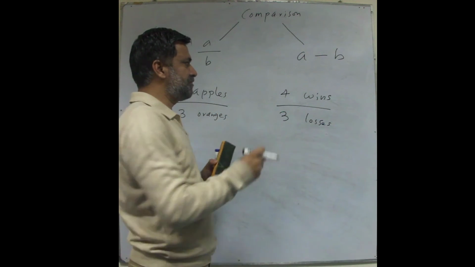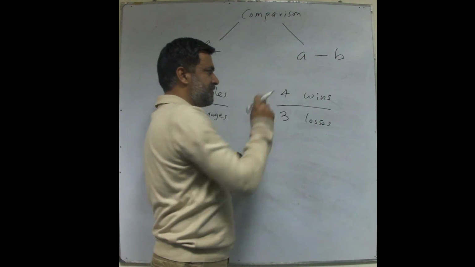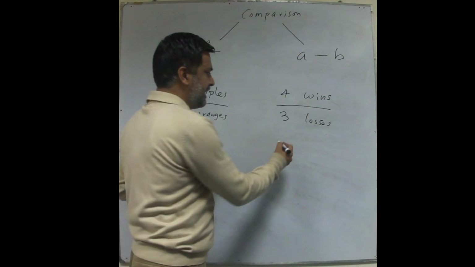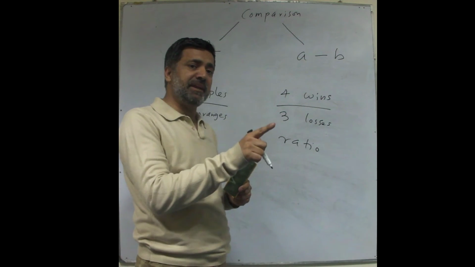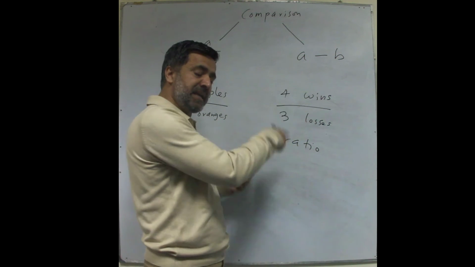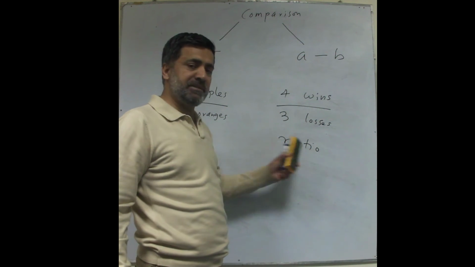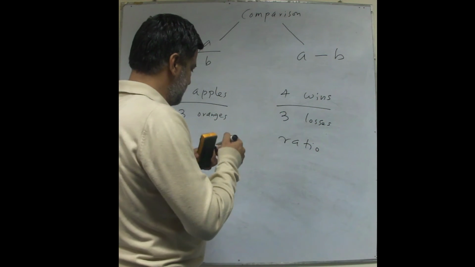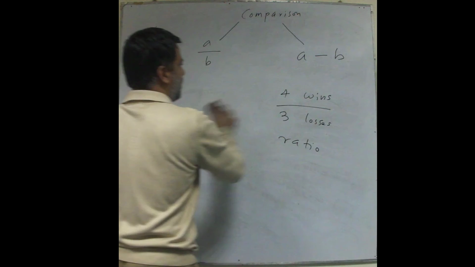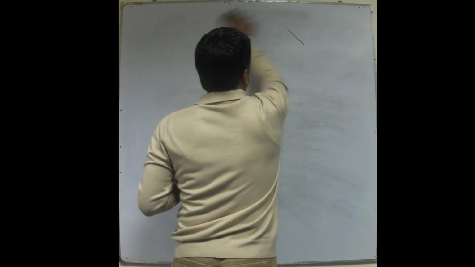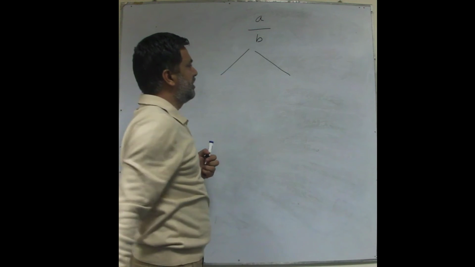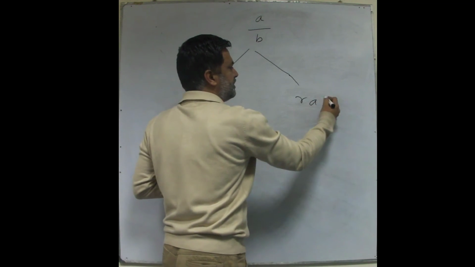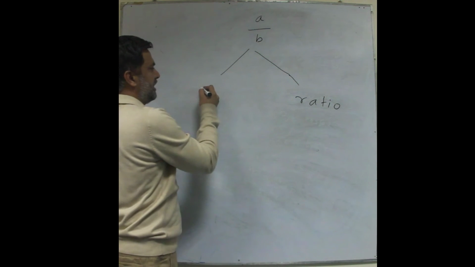So mathematicians prefer to call this number a ratio. Mathematically it's the same thing, but because you're not using sharing and containment, you're just comparing two things. So it's just a different name, a ratio. Now the upshot of all this is that whenever you see A over B, sometimes I will just call it a ratio, sometimes I will call it a fraction.